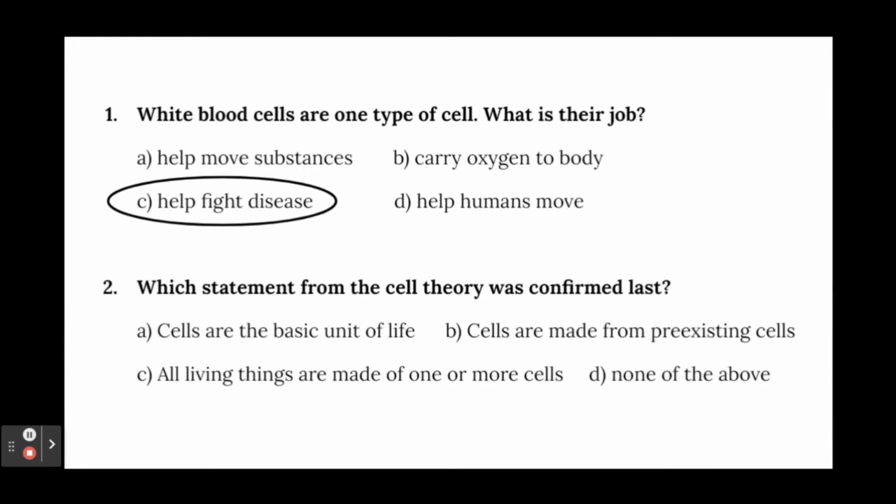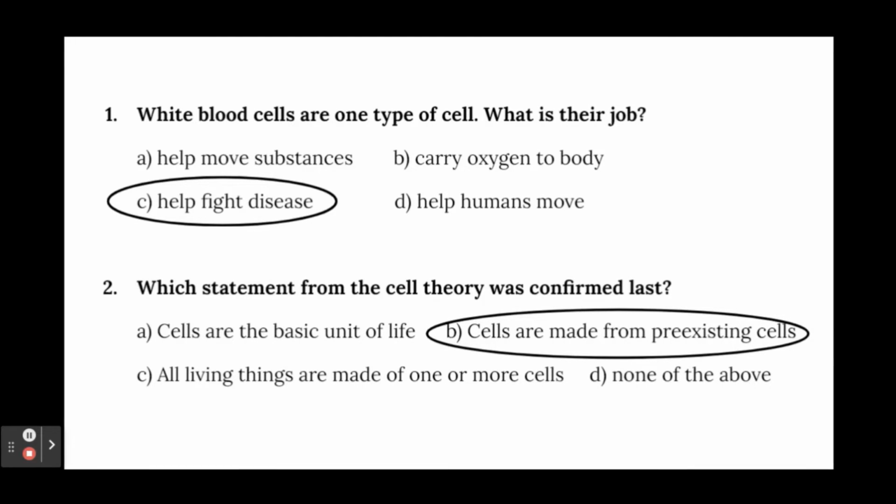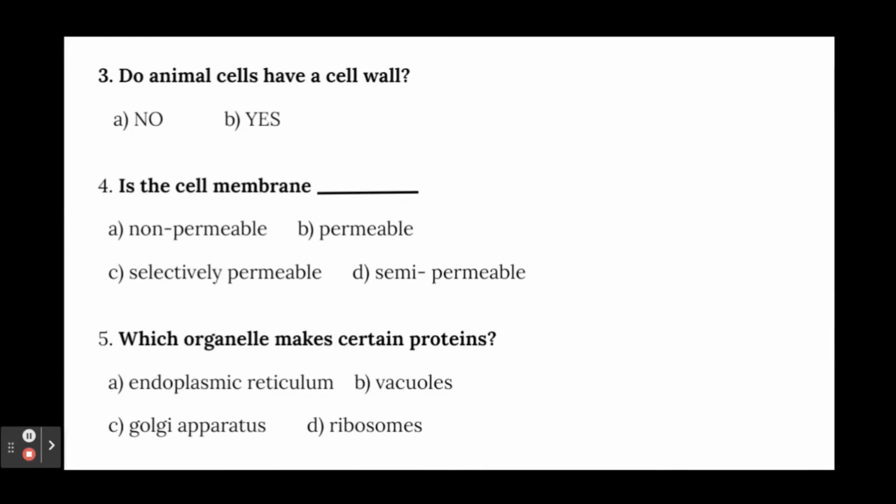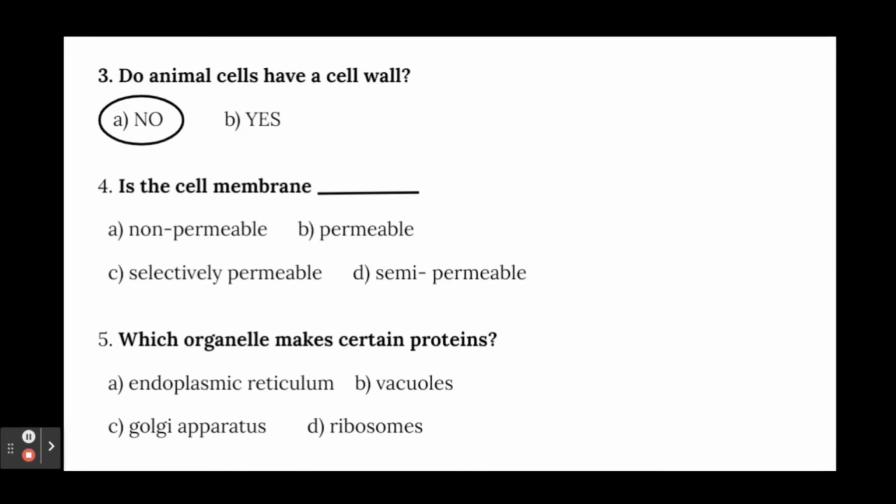Number 2, which statement from the cell theory was confirmed last? The answer is B, cells are made from pre-existing cells, again with the thought that all living things are made from living things. Number 3, do animal cells have a cell wall? The answer is A, no. Number 4, is the cell membrane? The answer is C, selectively permeable, again with the thought that it can determine what to let in the cell, what to not let, and stuff like that.